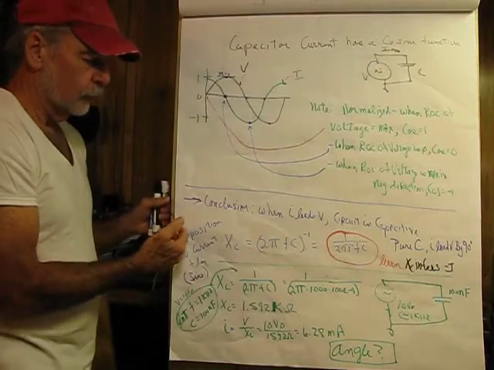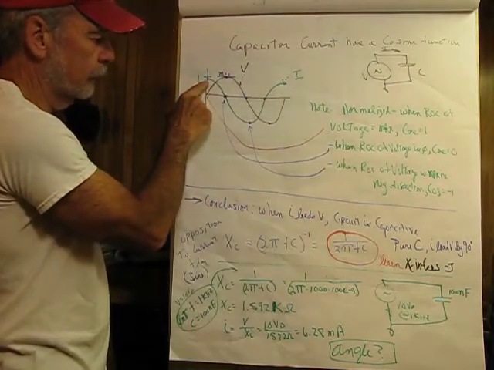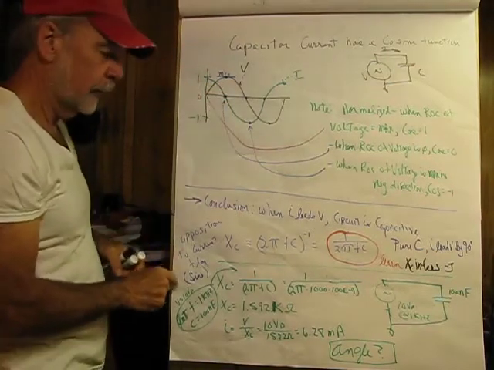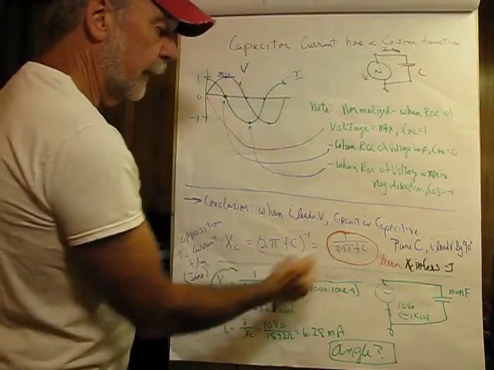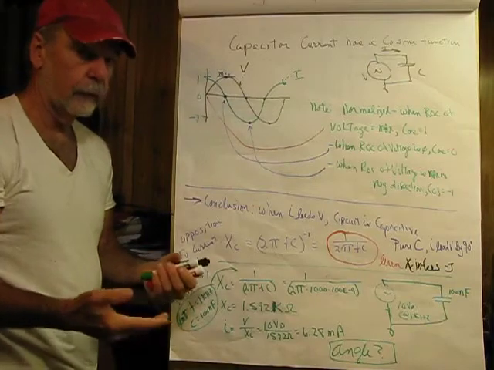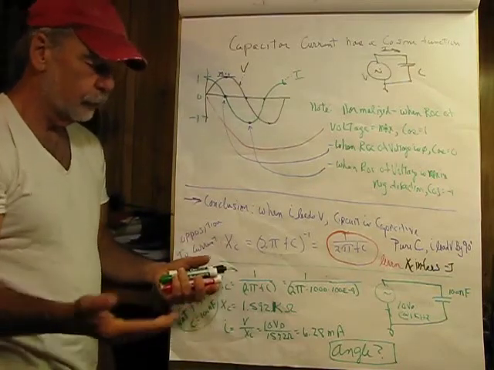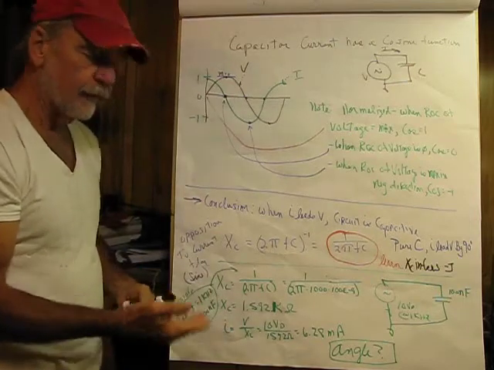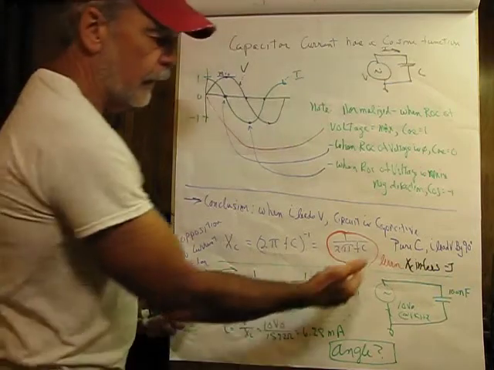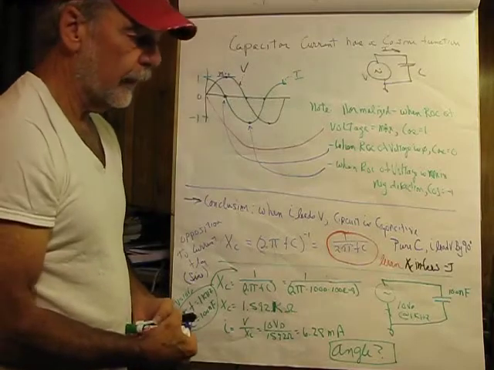But in conclusion, when I leads V, I leads V by 90 degrees. Okay? When I leads V, the circuit is capacitive. So it doesn't matter if the circuit has a capacitor in it or not, true or false, or true rather. That's the definition of a capacitive circuit, that the current leads the voltage. A pure capacitor, as in doesn't exist, I leads V by 90 degrees.